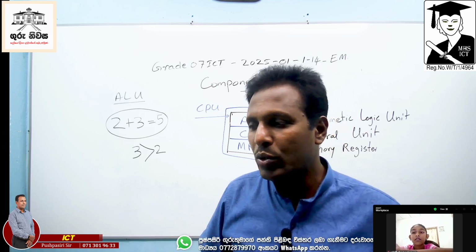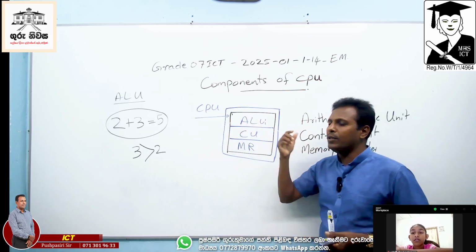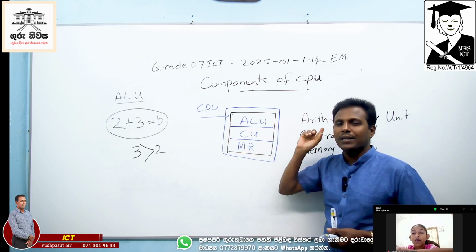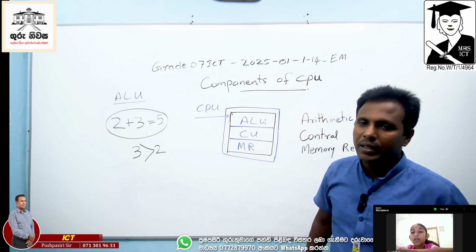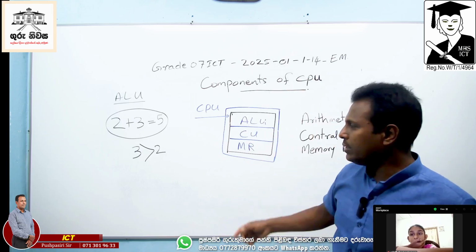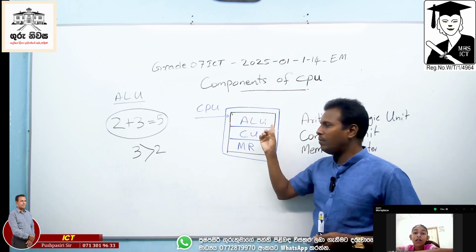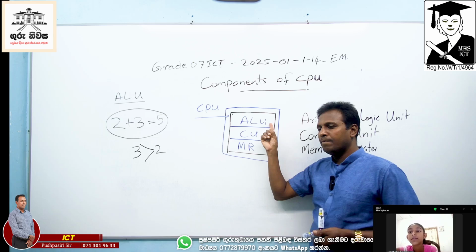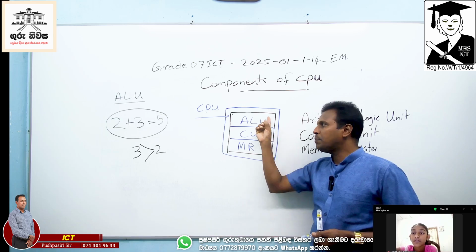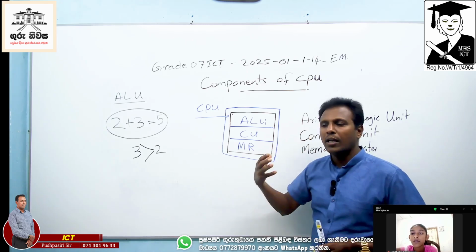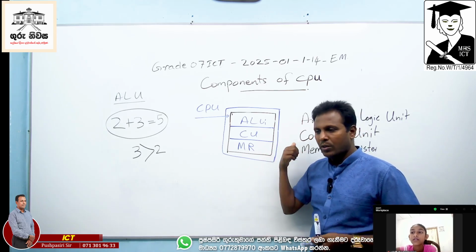So who is doing that? The part called ALU in the CPU is the one doing all the mathematical and logical operations. Clear? What is the function of this part? Computer mathematical operator. Yes. So this part helps the computer do its mathematical and logical operations. And what about CU?